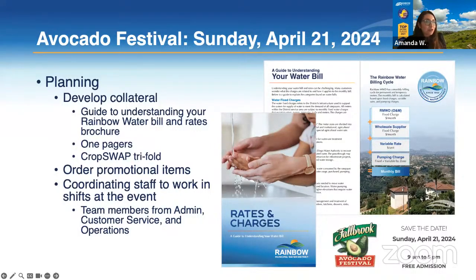This is our overall how-to guide that we're going to have at the event, and then create a few other one-pagers that we may have on issues from sewage or meters. Those are to be developed, and then we'll of course have the crop swap trifold. We're going to be ordering promotional items and shift it up this year so that we have a lot more items that are compact and eco-friendly. And then we're going to coordinate with staff to work in shifts at the event so that we can have representatives from admin, customer service, and operations.